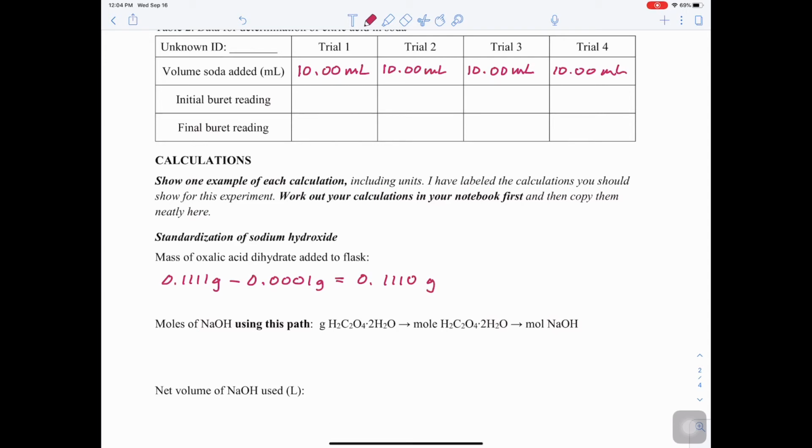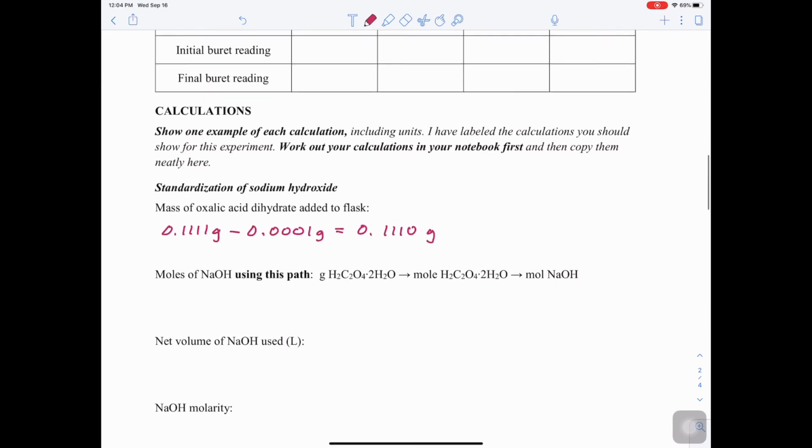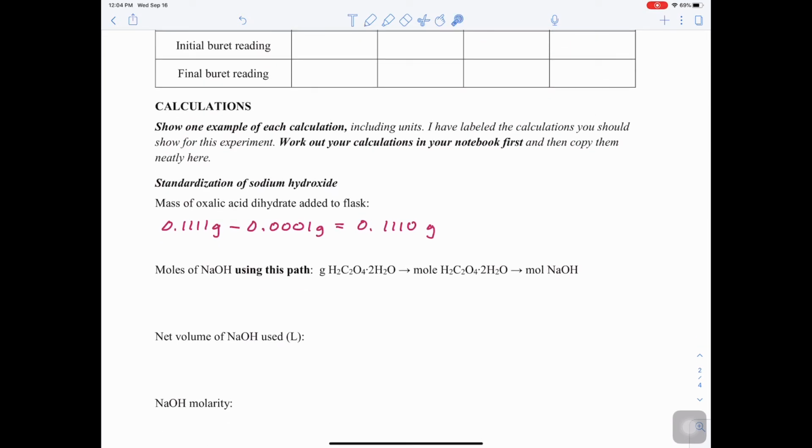It may seem a little silly. Why is she making us write that out? That's so simple. But it's important because we need to be able to show others what we subtracted to get our numbers. Because sometimes we do it correctly and sometimes we do it incorrectly. The next calculation is finding the moles of sodium hydroxide using this path. And I'm going to be a tyrant here and say you have to do it this way. Use dimensional analysis, grams of the acid dihydrate to moles of the acid to moles of sodium hydroxide. Show that calculation here. The net volume of sodium hydroxide in liters. So in my example, we had 26.75 milliliters. That was the final reading.